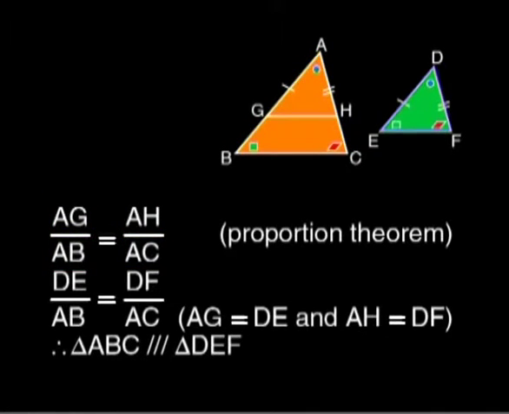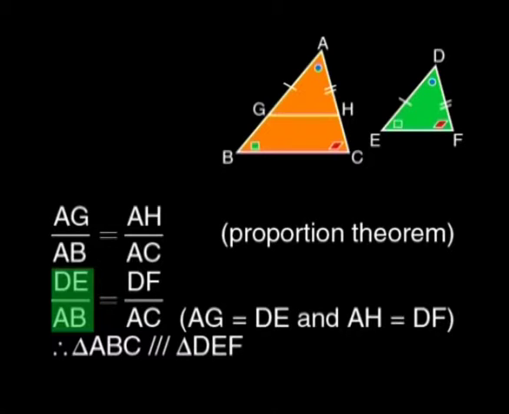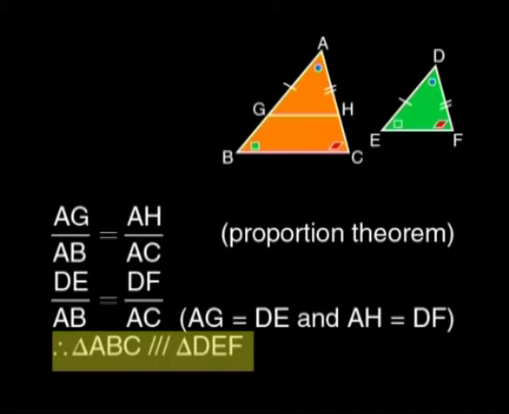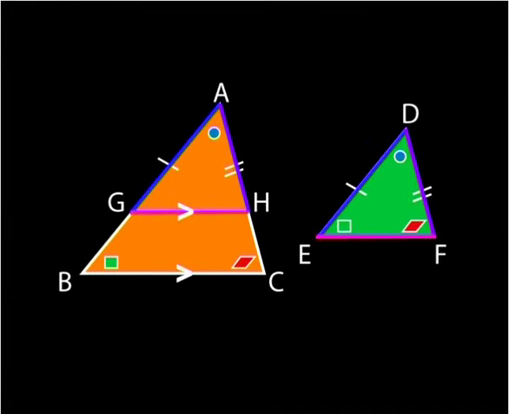Taking this back to triangle DEF, AG equals DE and AH equals DF. So triangle ABC is proportional to triangle DEF. In other words, DE to AB equals DF to AC. And so the triangles are similar. We have proved that the sides are in proportion, and we are given equiangular triangles to start.